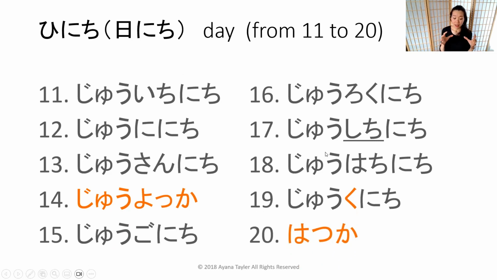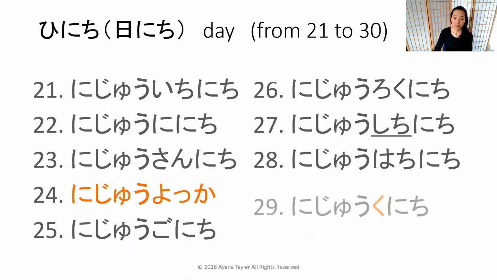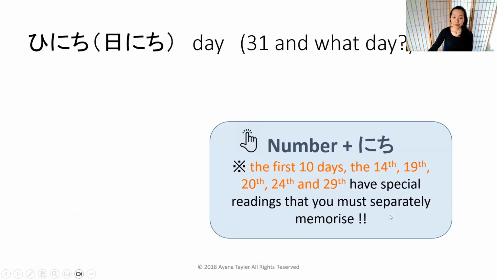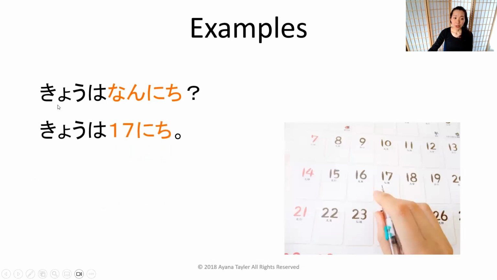Then in Japanese, for the date, normally month and date. That's the word order, month and date. Then it continues, but the pattern is the same. 21, 21. Then there are a few exceptions. 14日、29日. So that's how to count the day. And if you want to ask the date, 何日. For example, 今日は何日? 今日は17日. Like that.